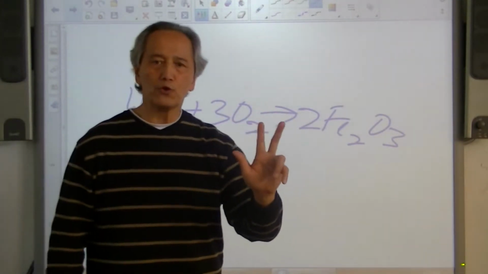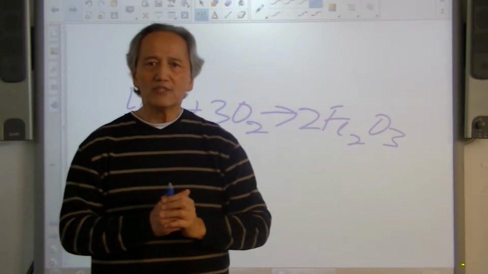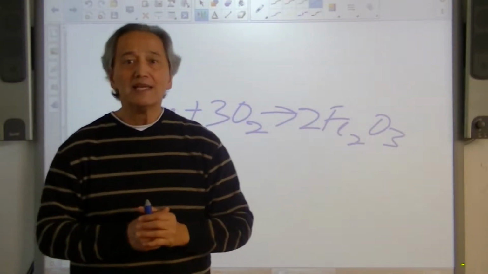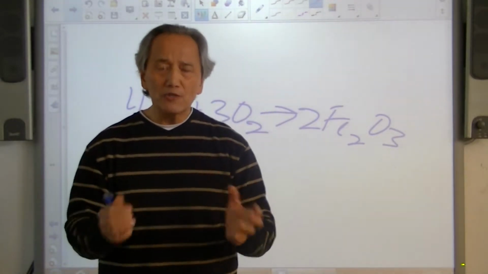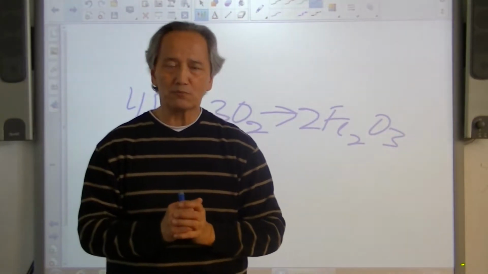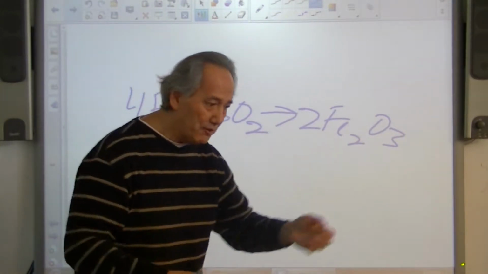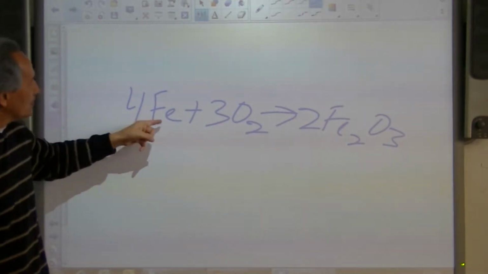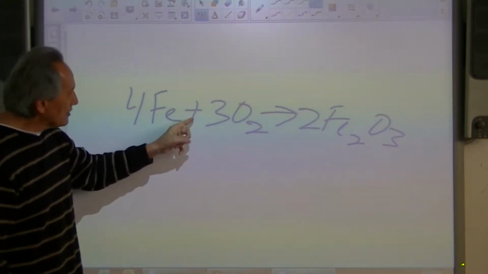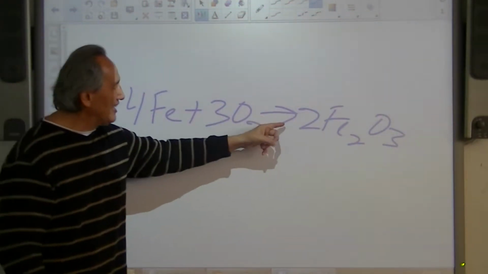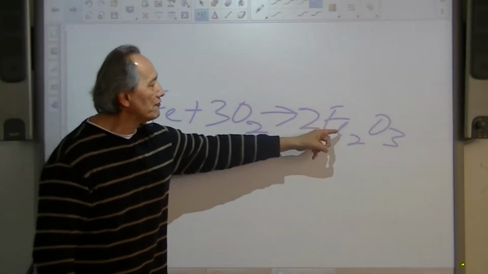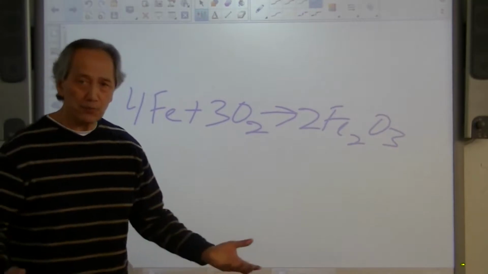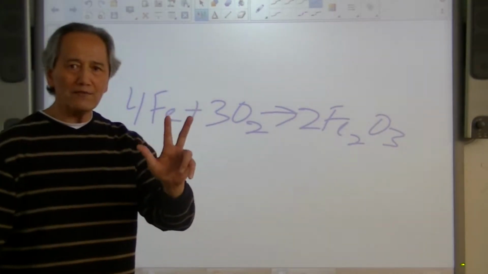Now let's go to the third one. This third interpretation is going to interpret that equation in terms of moles. Moles are significant when we're doing stoichiometric problems. So the third interpretation: 4 moles of iron plus 3 moles of oxygen yields 2 moles of iron 3 oxide, of course.